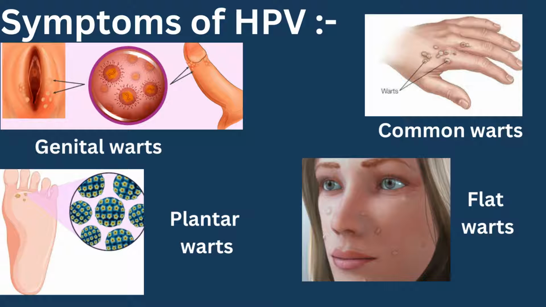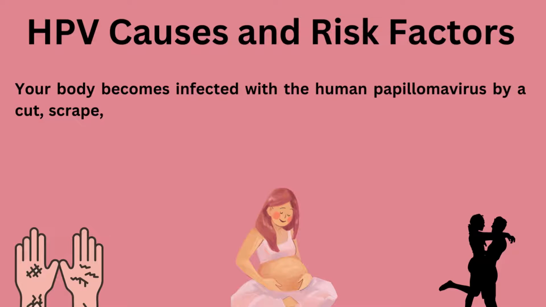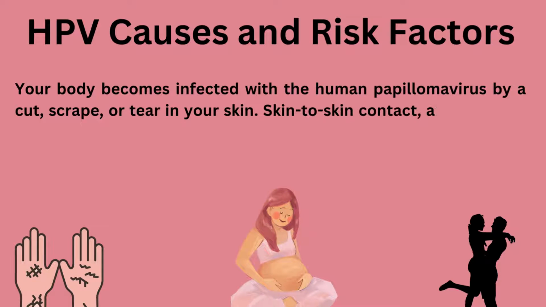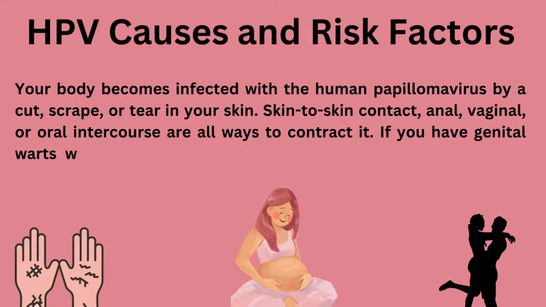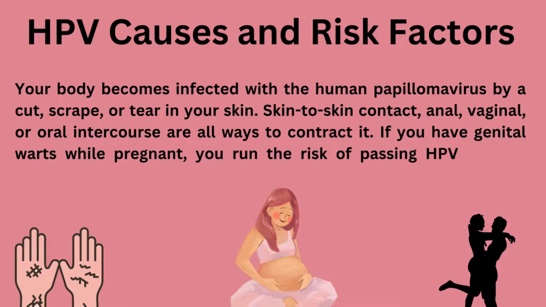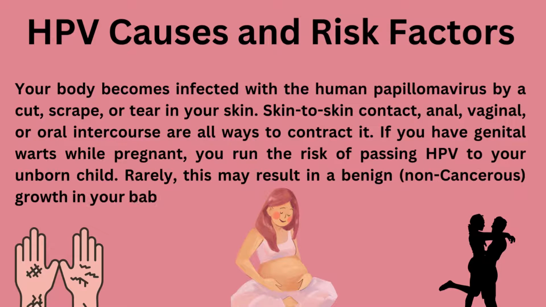HPV causes and risk factors. Your body becomes infected with the human papillomavirus by a cut, scrape, or tear in your skin. Skin-to-skin contact, anal, vaginal, or oral intercourse are all ways to contract it. If you have genital warts while pregnant, you run the risk of passing HPV to your unborn child. Rarely, this may result in a benign growth in your baby's voice box.